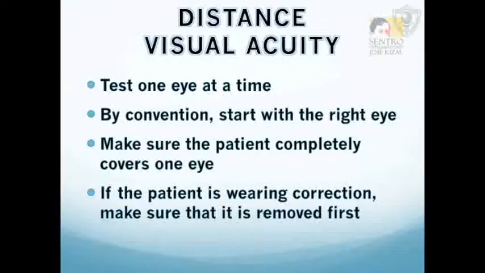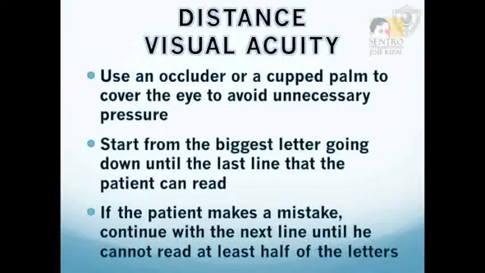Test distance acuity one eye at a time. By convention, start with the right eye. Make sure that the patient completely covers one eye. If the patient is wearing correction, make sure that the lenses are removed first. Use an occluder or a cupped palm to cover the eye to avoid unnecessary pressure to the eye.